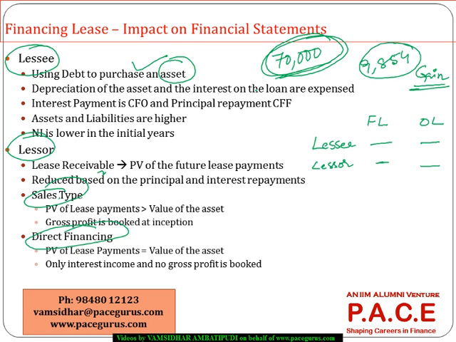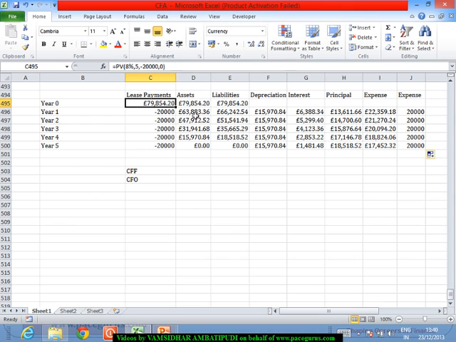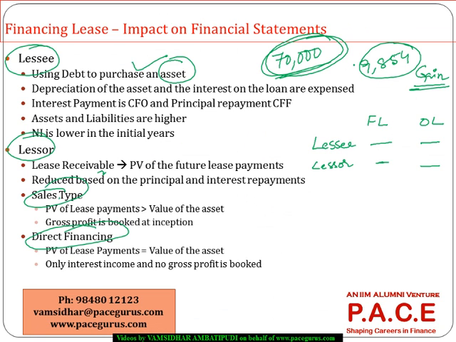Though the asset is 70,000 worth, he has sold it for a worth of 79,854 by collecting 20,000 in each of the 5 years. It's as if he has sold it at 79,854, which means the 9,854 can be directly booked as a gain by the lessor in the initial year itself, and from the next years onwards he can look at the interest receipts that he is getting. They can add up his interest and the principal receipts that he is getting. They can add up in his income statement.